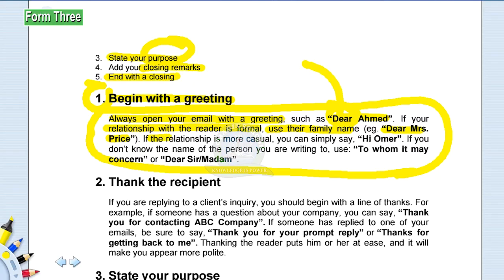But if the relationship is more casual, what do I mean by more casual? More informal. What do you want to do? All you have to say is simply hi or hello. Hi, Umar. You start your email with a greeting like hi, because the relationship you have is nothing else but casual.